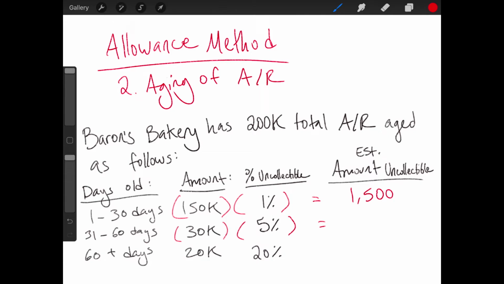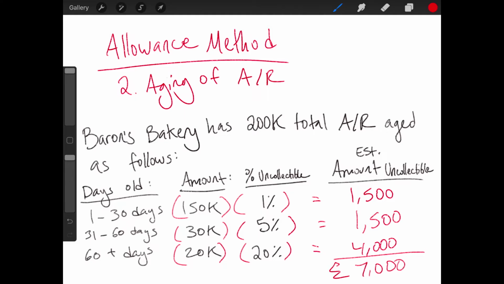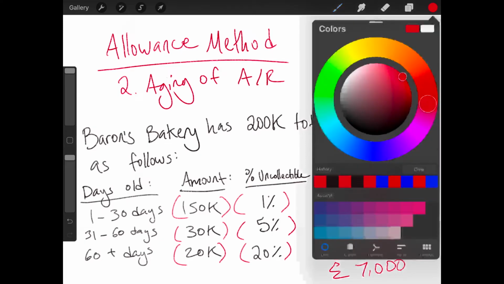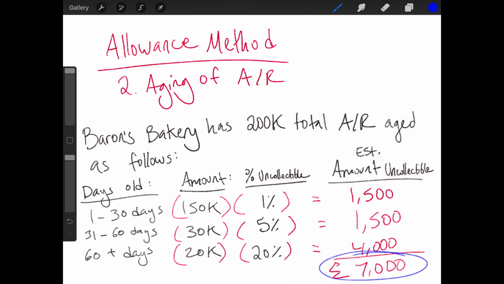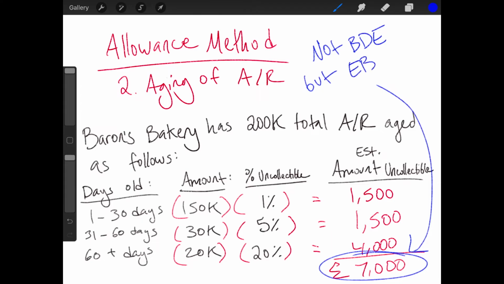So for example, for my 1 to 30 days, I multiplied the 150,000 times 1%. Now I'm multiplying the 30,000 times 5% and the 20,000 times 20% to get the estimated amount uncollectible in each age group. And then I'm just summing them to get my total here of 7,000. I really want to emphasize that the $7,000 that I just calculated is not bad debt expense. I repeat, the $7,000 is not my bad debt expense for the period. Instead, it's my ending balance in my allowance for doubtful accounts account. That's the big distinction between this method and the one we just saw with the percentage of credit sales.